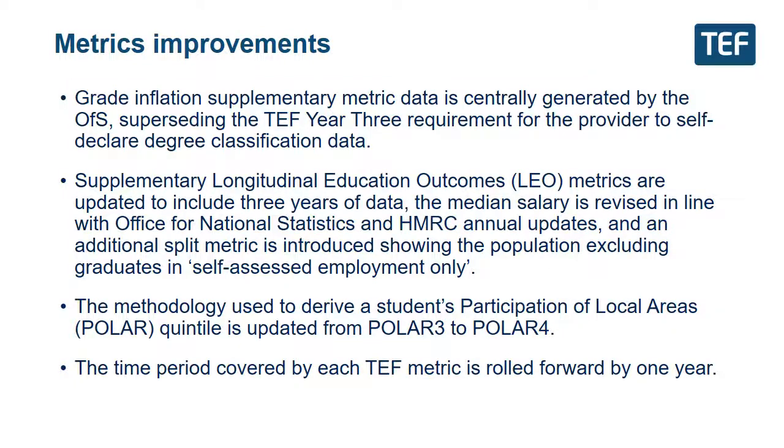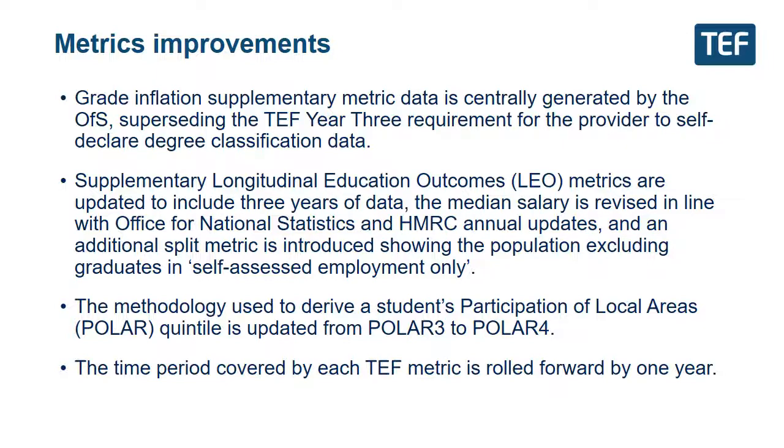So looking at the metrics improvements that have been made from TEF Year 3 to TEF Year 4, the grade inflation supplementary metric data has been generated centrally by the OFS for the purposes of TEF Year 4, and that's available in the TEF metrics workbooks that have been issued already, where providers hold taught degree awarding powers. It's not been produced for providers that don't hold TDAPs. This replaces the requirement in TEF Year 3 for a provider declaration of grade inflation data, but all providers can include other evidence of rigour and stretch in their provider submission.